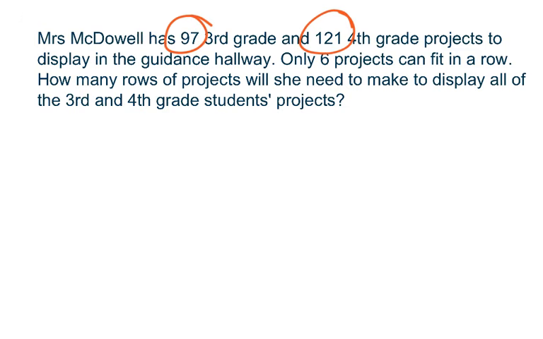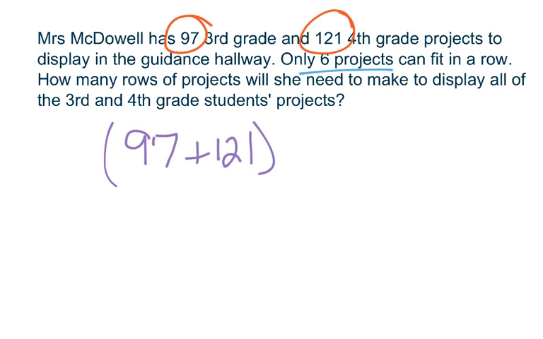We're not going to do any multiplication here. What are we going to do with this 97 and this 121? And then if she can only put 6 projects on a row, what are we going to do with that? Well, in order to figure out our total, we would have to add these 2 wholes together. So we know that we have 97 total projects for third grade and 121 total projects for fourth grade. So we're going to have to do some addition. That's going to give us our total, or our dividend, that we're then going to break into pieces.